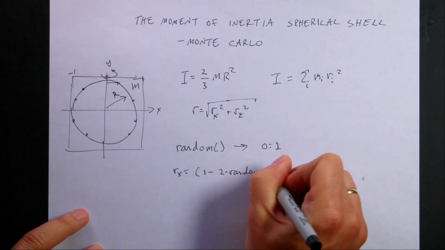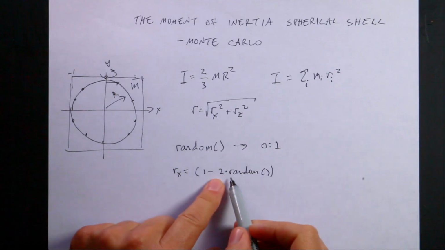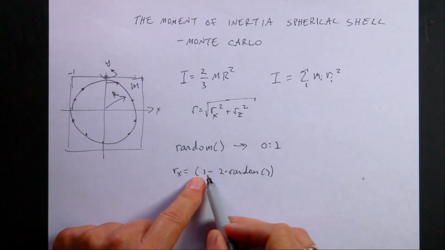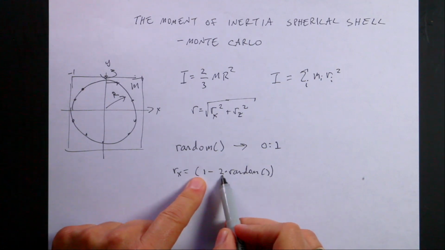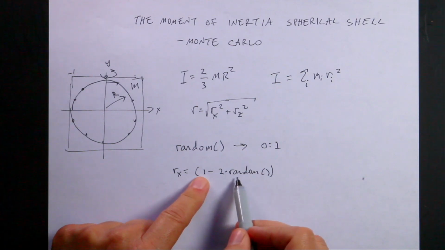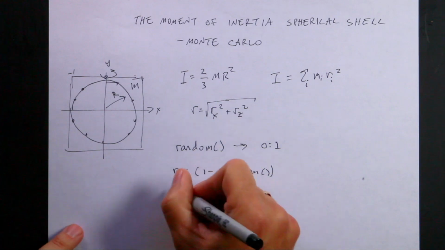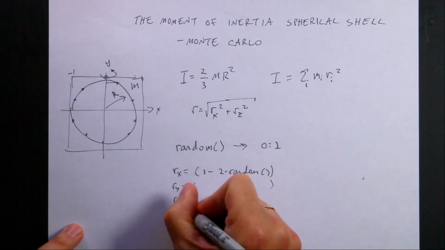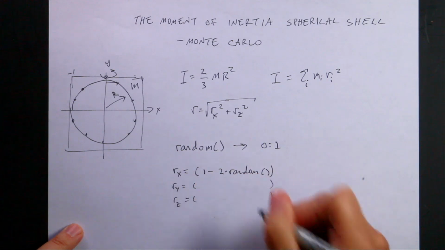Is that right? So the biggest this could be would be 1, and then that would be 1 minus 2, which is negative 1. The smallest this could be is 0, so I have 1. So this gives me a number between negative 1 and 1. So then I can do that for Ry, I can do that for Rz. Same thing. And then I can generate a point. And that's what I'm going to do first.